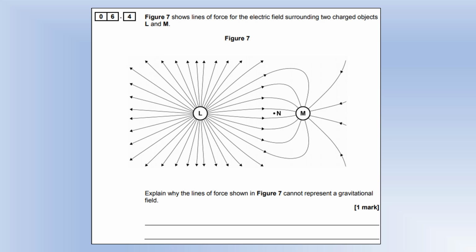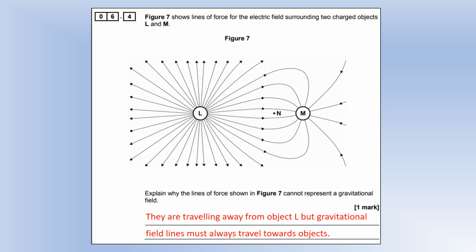Okay, so we've got a diagram showing the lines of force for an electric field surrounding two charged objects, L and M. Explain why the field lines of force shown in figure 7 cannot be a gravitational field. Well, you can see that they're traveling away from object L. That is not possible with a gravitational field. Field lines always have to travel towards objects.